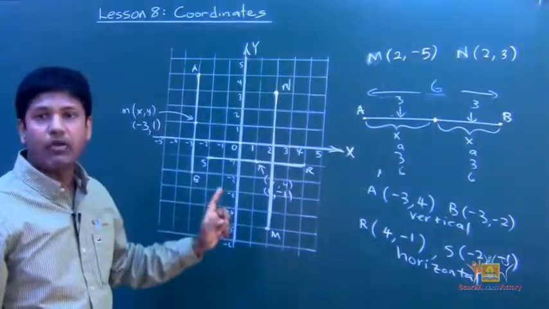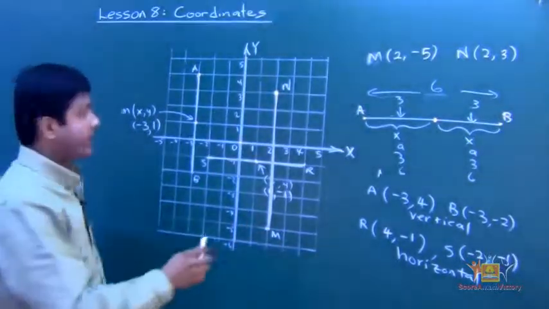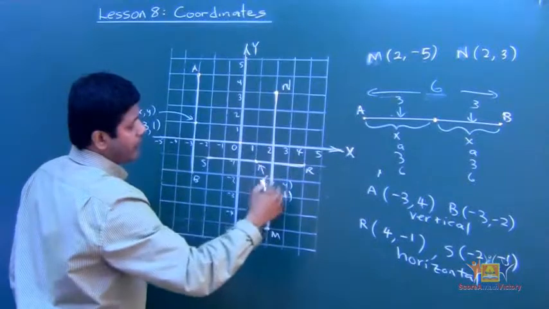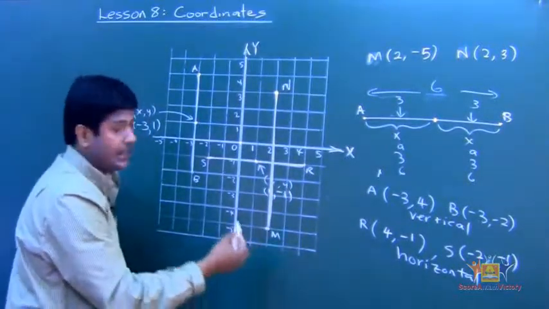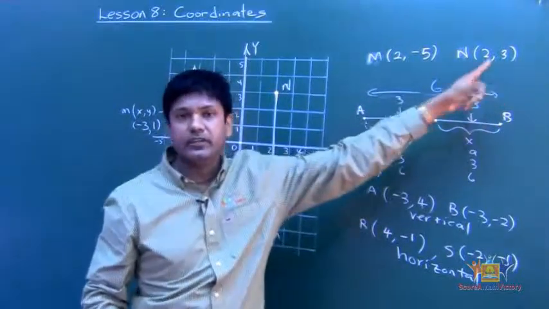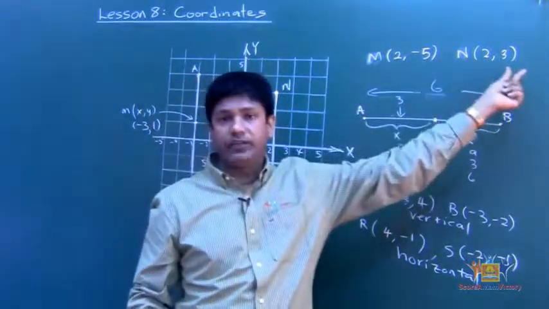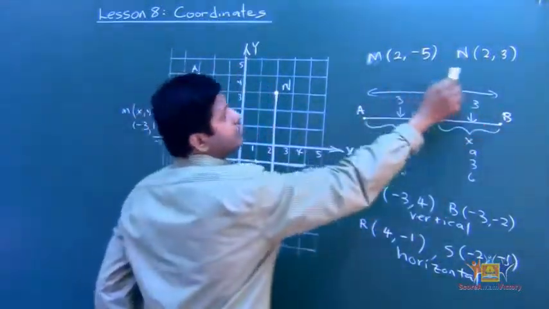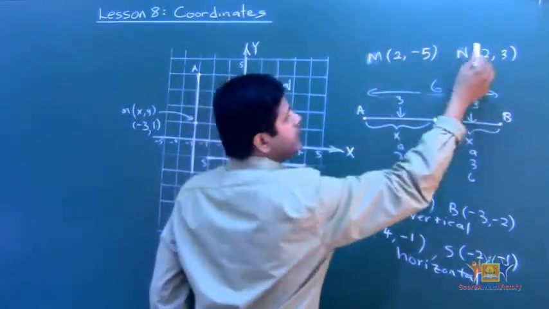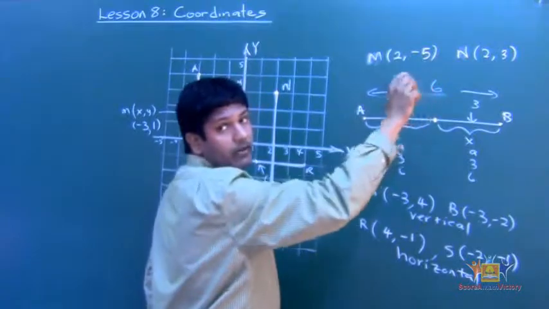So now let's count how many units there are. The length of it: 1, 2, 3, 4, 5, 6, 7, 8. Now that's one way of counting. Or what we can do is take the difference of the coordinate that differs. In this case the y is the one that differs, the y coordinate. So that means take the big number subtracted by the small number. We take the difference.